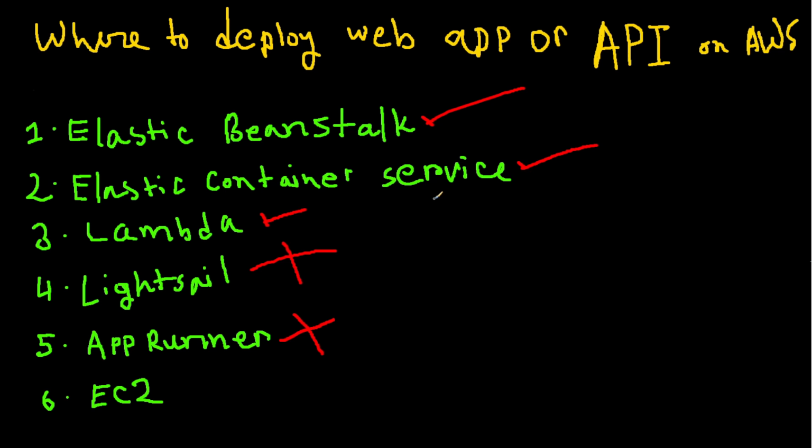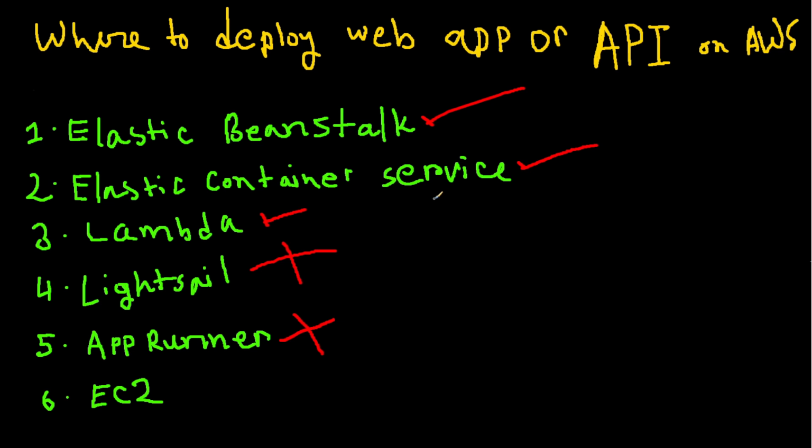Lambda, if your application has a lot of traffic, you'll be charged for every single request and the amount of time every single request takes. But with EC2, it doesn't matter how many requests your server gets, you will only be charged for the amount of time your EC2 instance is running and the amount of cores and RAM it uses.